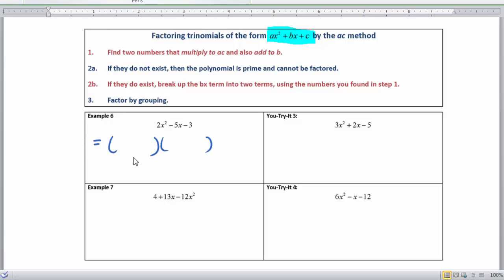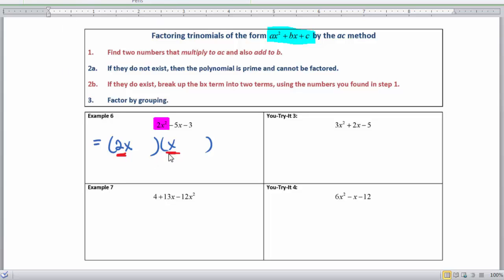And what you're going to do is say, well, my first terms of each binomial have to multiply to 2x squared. So I need 2 terms that are going to multiply to 2x squared. And there's only one way that you can get 2x squared, right? You have to have a 2x times an x. That's the only possible way you're going to get 2x squared, right? Is 2x times x. There's no other way to get it, okay?